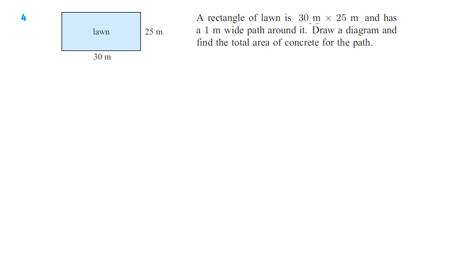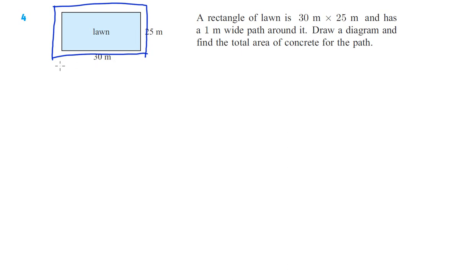Okay? All right. Next one, number 4. A rectangle of lawn is 30 meters by 25 meters, as shown here, and has a 1 meter wide path around it. Draw a diagram and find the total area of the concrete for the path. So what they're saying is there's this little walkway around this whole thing here. So there's a 1 meter wide path that goes all the way around this lawn. Find the total area of concrete for the path.